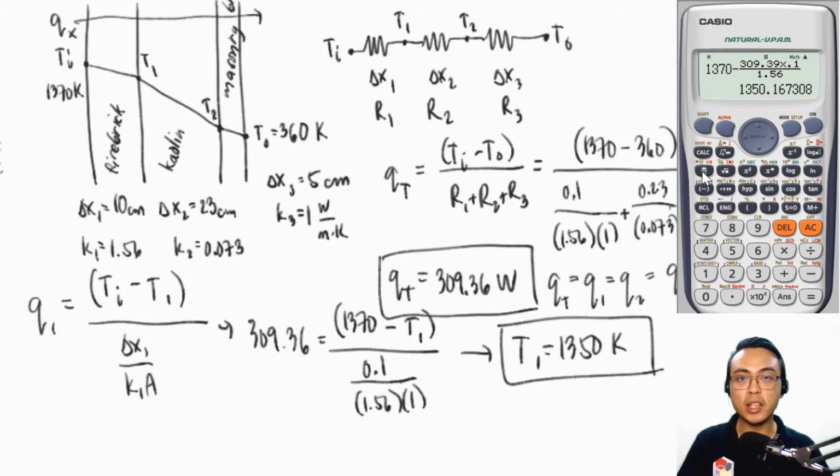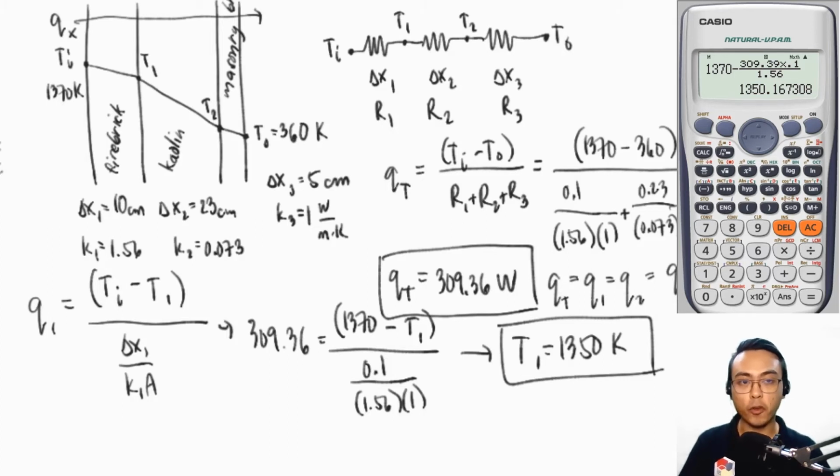The next step for you is then to determine if this answer makes sense. Remember that the inside temperature in the furnace is 1370 Kelvin, and then after passing through the fire brick, the temperature was reduced to 1350 Kelvin. So based on our diagram, T1 should be less than T sub I because it is encountering some resistance.